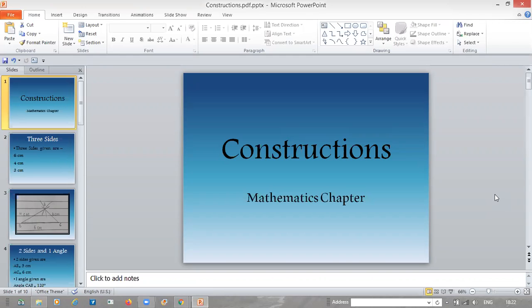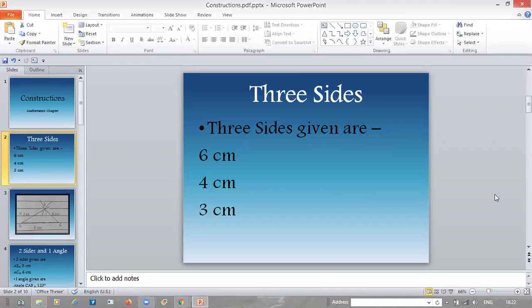In this video, I will be taking 4 different situations where we will be making triangles with compass. The first situation is where we are given the 3 sides of a triangle. Now the lengths I have taken are 6 cm, 4 cm and 3 cm. Remember, you can have any length excluding these as well. Now let's see how to make the triangle.